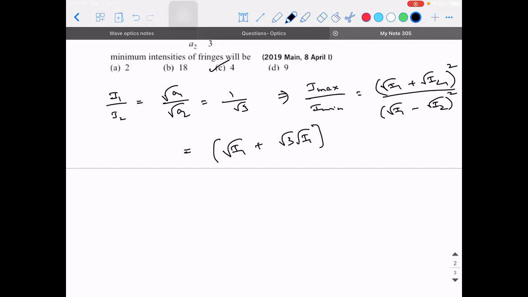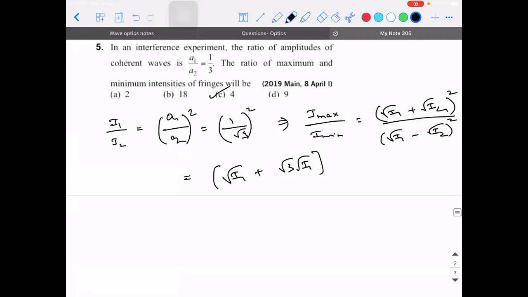Oh, sorry, I made a mistake. Intensity is the square of amplitude, so I1 by I2 should be the whole square of A1 by A2. 1 by root 3 should be 1 by 9. Correct? Is this what you did? Yes. Once you get I1 by I2 is equal to 1 by 9, 9 times I1 is equal to I2. Take it and substitute it there, you will get the answer. So you will get it as 4:1.